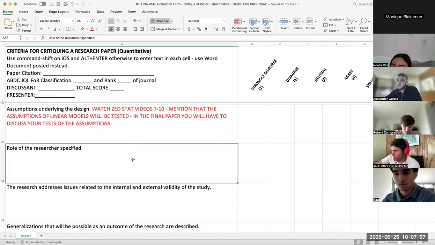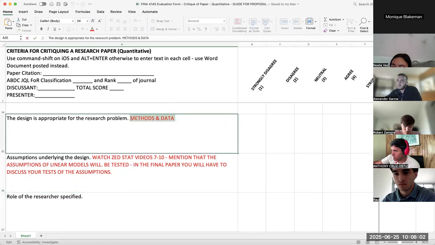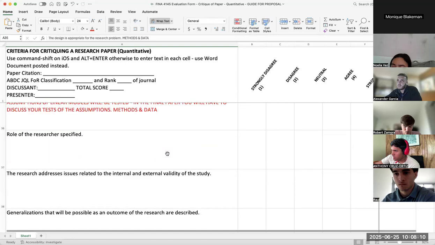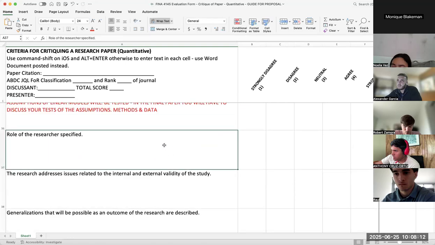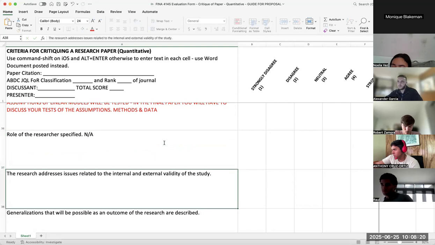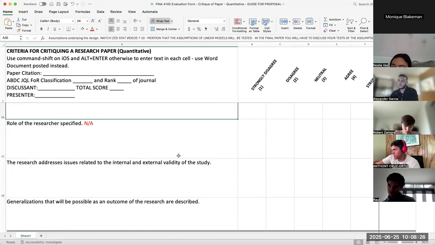So this is here the role of the researcher. So wait, let me put methods and data here. This is more for if you have a team, but you guys are not in a team. So if you are in a team working on a paper, you would have to say what everybody is doing on the paper. So I'm going to say that's not applicable here.